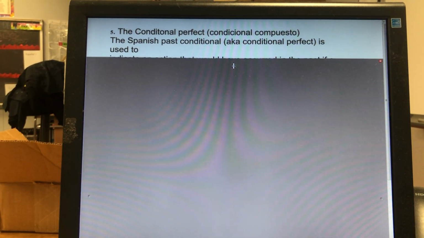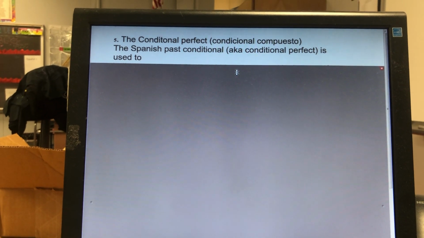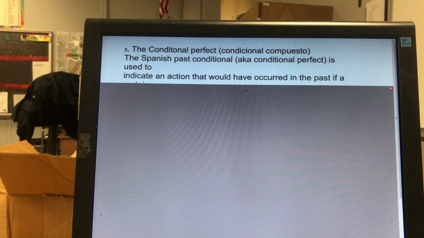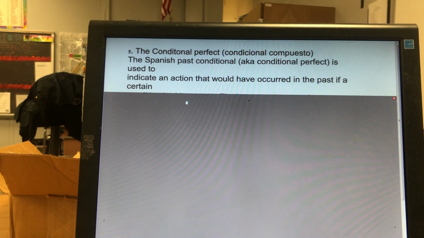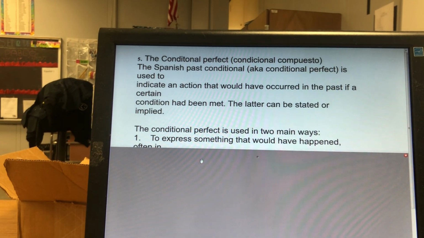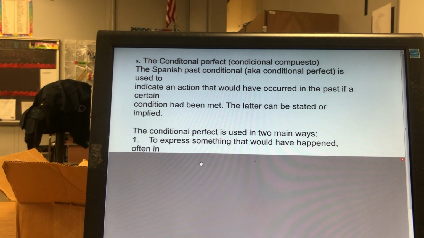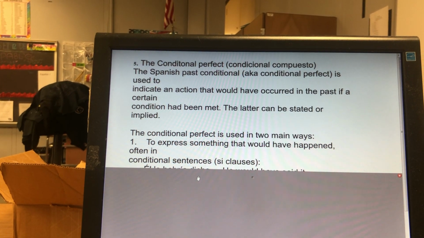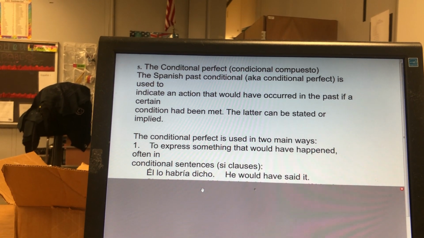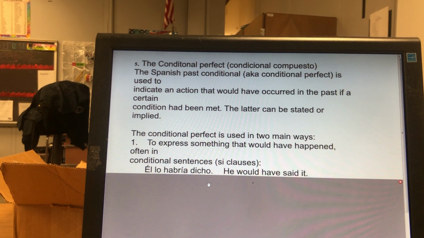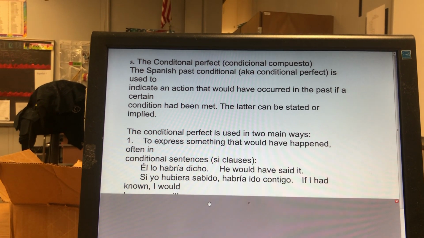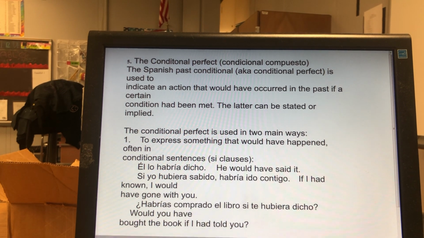The conditional perfect. The Spanish past conditional, also known as conditional perfect, condicional compuesto, is used to indicate an action that would have occurred in the past if a certain condition had been met. The latter can be stated or implied. So the conditional perfect is used in two main ways: to express something that would have happened, often in conditional sentences like if clauses. Él lo habría dicho, he would have said it. Si yo hubiera sabido, habría ido contigo. If I would have known, I would have gone with you.